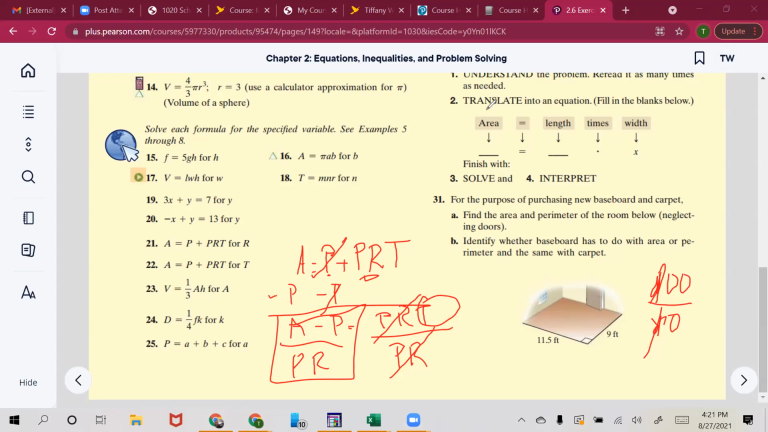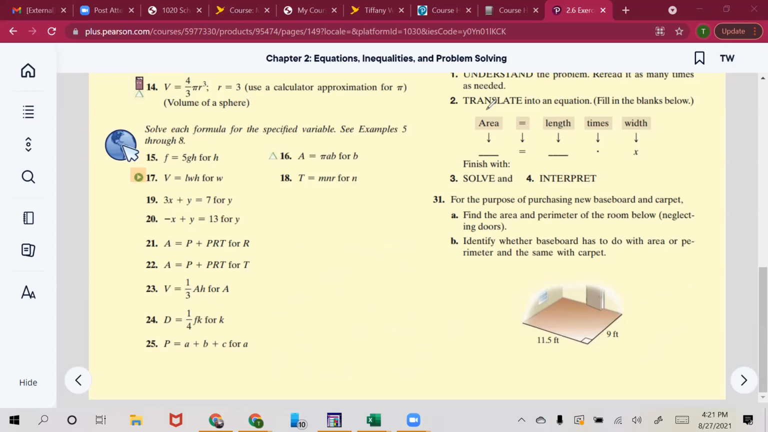All right, so let's clear that. What else can we do? We probably need to do one with a fraction, right? Because we love fractions. So number 24, we've got D equals 1/4 F times K, and we're solving this thing for K. Let's just go ahead and get rid of the fraction first. There's a bunch of different ways you can start. I just want to get rid of the fraction first. So notice it's 1/4 times F times K.